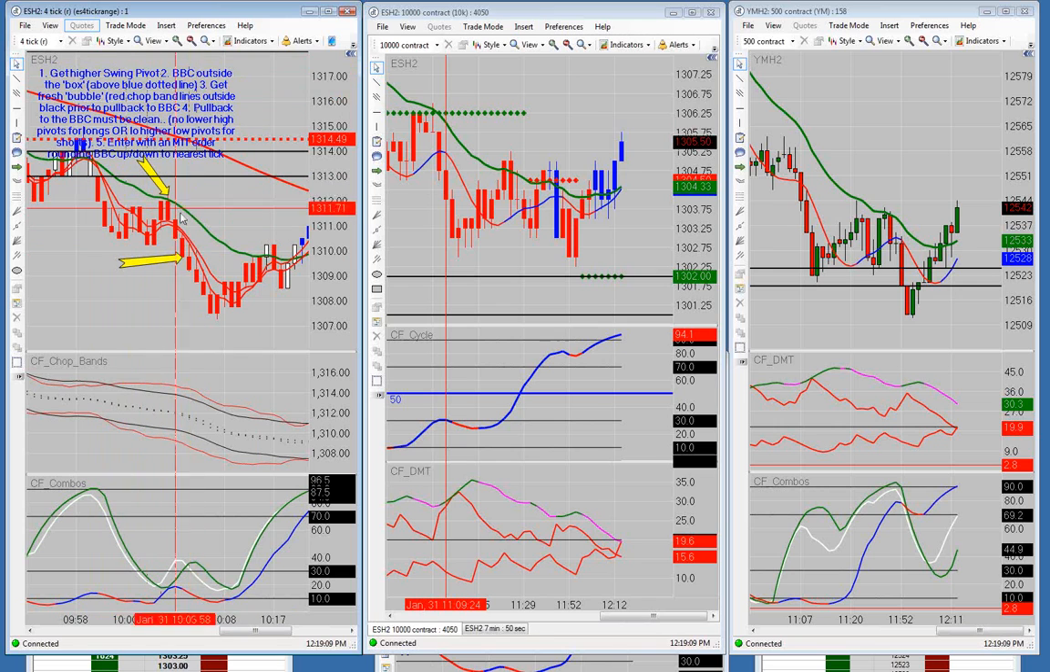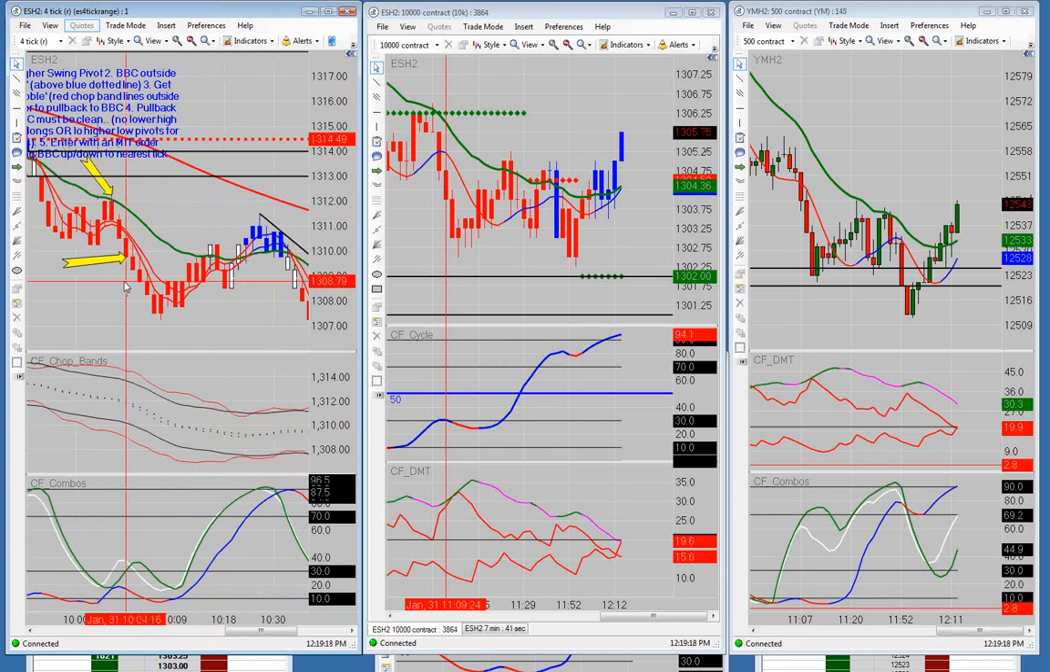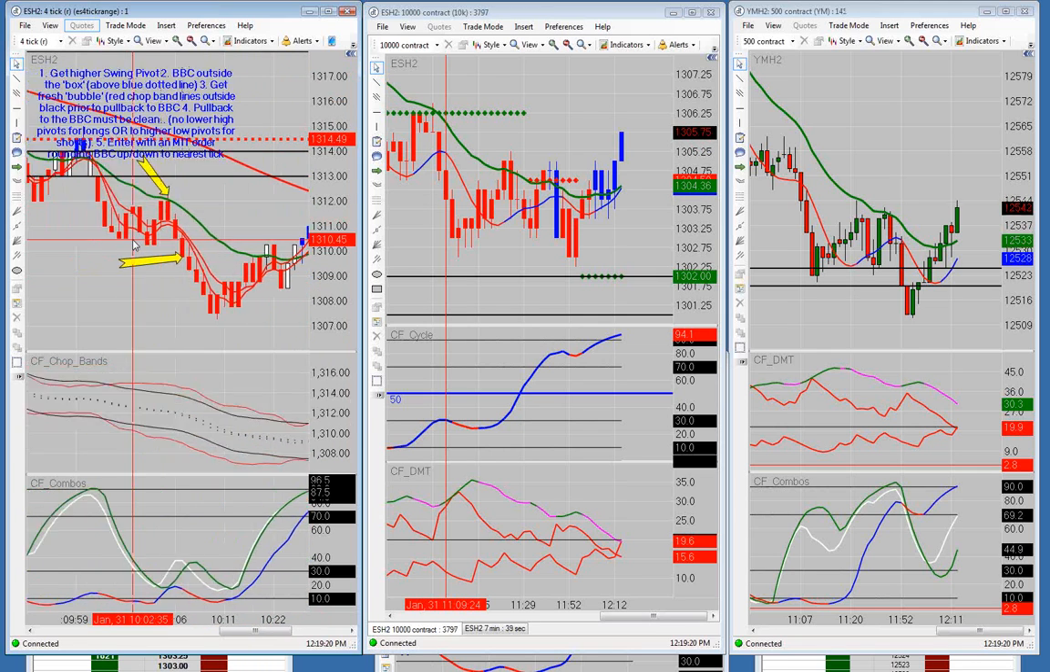The BBC, which is this green line, needs to get outside the box, which means below the red dotted line for a short or above the blue dotted line for a long. And we'll see the blue dotted line in a minute. And you need a fresh bubble, which means these red bands, these red lines down here, need to get outside the black lines. Okay? They need to get outside the black lines.